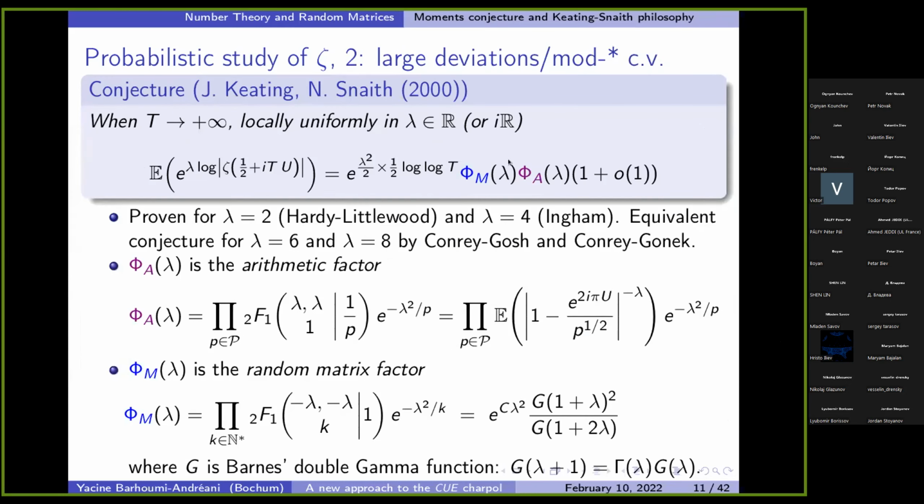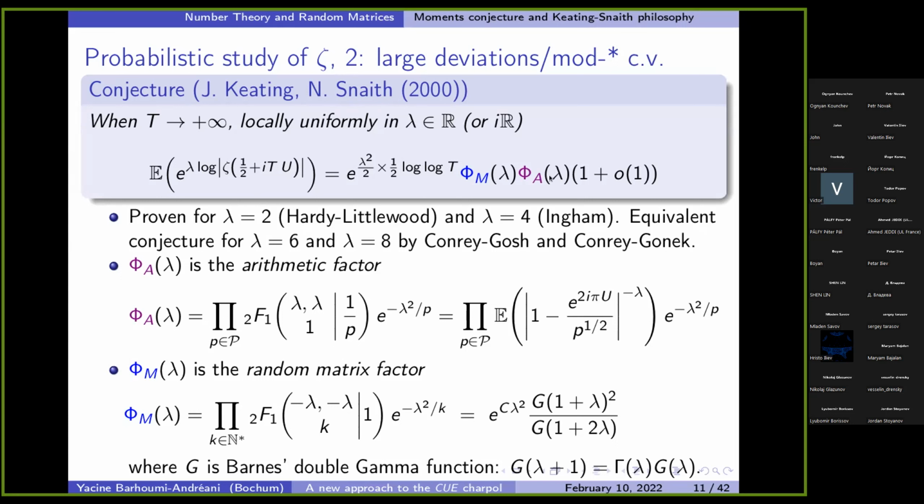But then if you compute precisely, what you have is a correction. You see, this result is only proven for lambda equals 2 and 4, which means these are the moments of the zeta function, this randomized zeta function. Lambda equals 2 is Hardy and Littlewood. Lambda equals 4 is Ingham. You have a conjecture for lambda equals 6 and 8 by Conrey-Ghosh and Conrey-Gonek, and so far this is purely conjectural. The general conjecture is by Keating and Snaith.